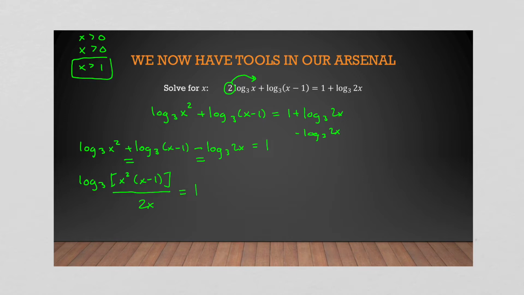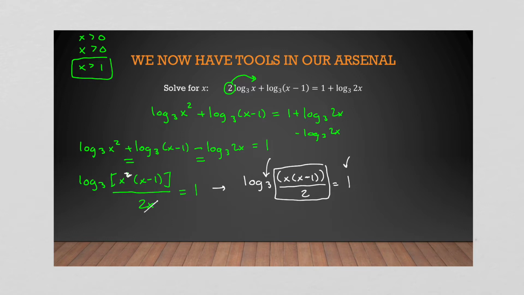Now we can simplify. We've got an x in our denominator, and we've got x squared, so we'll just get rid of the x squared. Now it's just an x. So that gives us log base 3 of x times x minus 1, over 2, and that equals 1. So now we have one object. It's a big one, but we have one object, we have a base, and we have a solution.